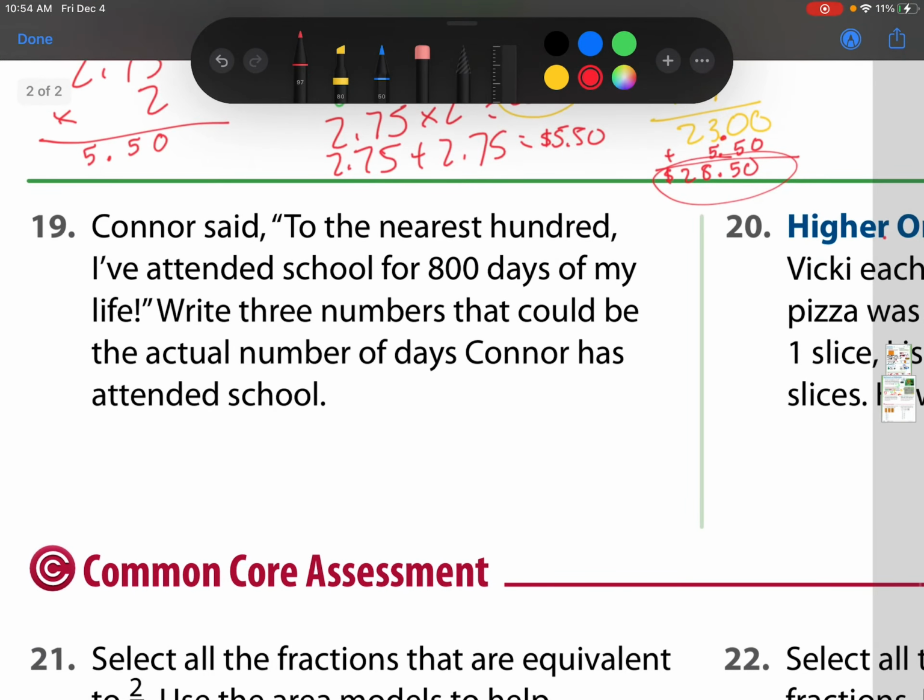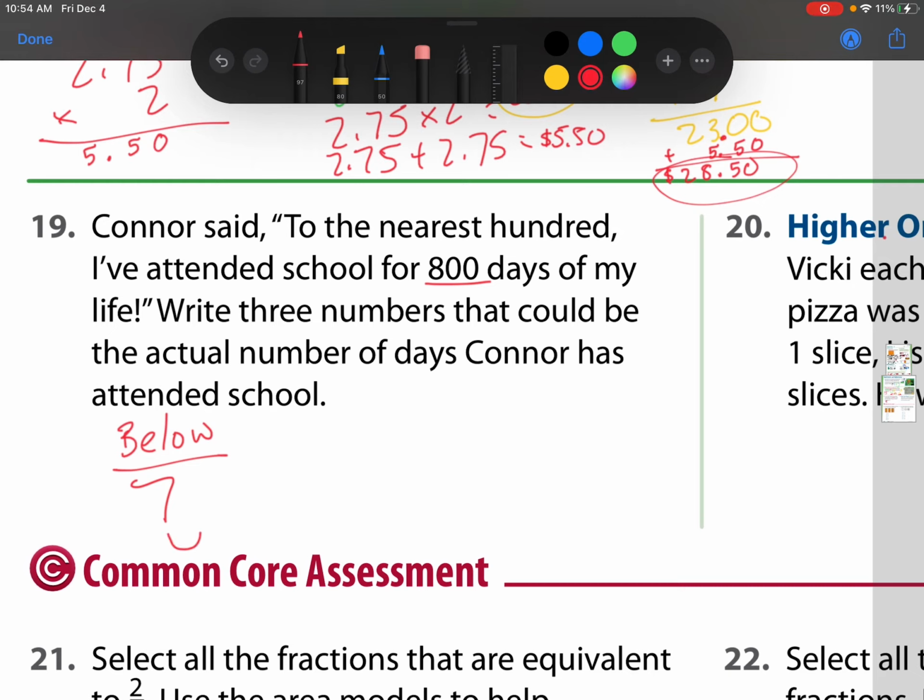Now, number 19. Connor, our smart kid, said, to the nearest 100, I've attended school for 800 days of my life. Write 3 numbers that could have been the actual number of days Connor has attended school. Well, we need numbers that when they round to the nearest 100 is going to give us 800. So we can start below 800 or above 800. So let's start with below 800 first. So below 800 would be in the 700s.